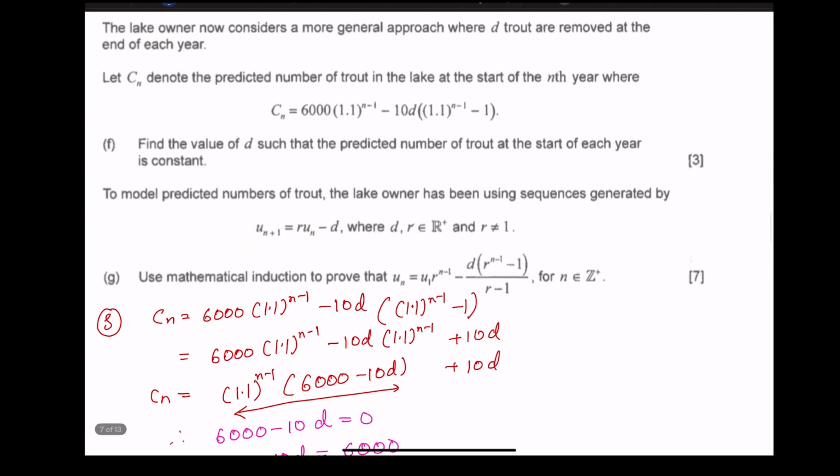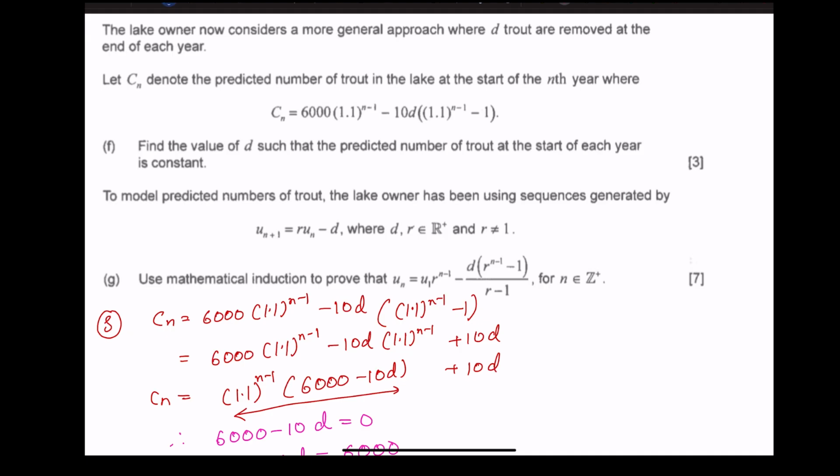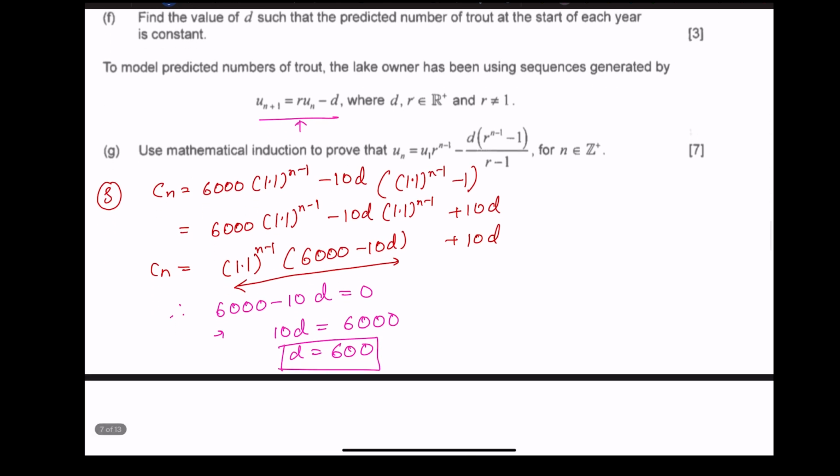Now the next part. The model predicting the trout has been generated using sequences. You have to use mathematical induction to prove this. Prove that un is equal to u1 times r to the power n minus 1, minus d times r to the power n minus 1 divided by r minus 1.